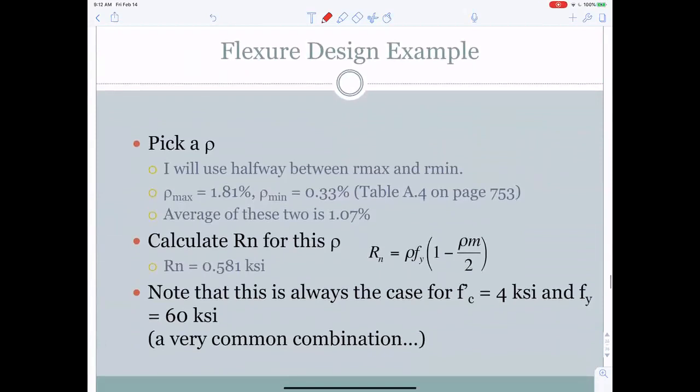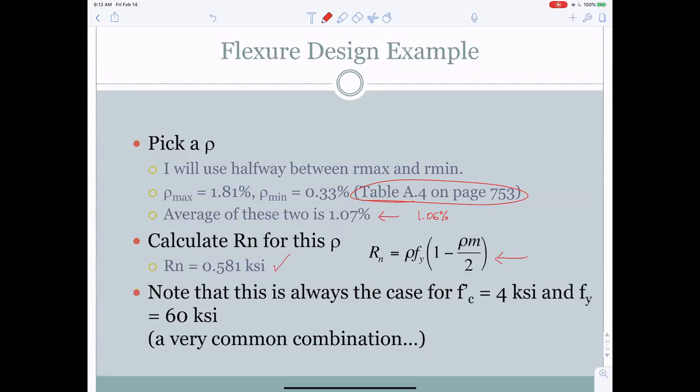Let's do an example. So first, pick a rho. I'm going to use halfway between rho max and rho min. I have a table that you can look up in the textbook, but I've also made a spreadsheet. From the table in the book, the average of these two is 1.07%. My spreadsheet comes out to 1.06%. The slight difference is because my spreadsheet has been updated to the 2014 ACI code. And for the rho, you plug into this equation, and you get Rn is 0.581 ksi.